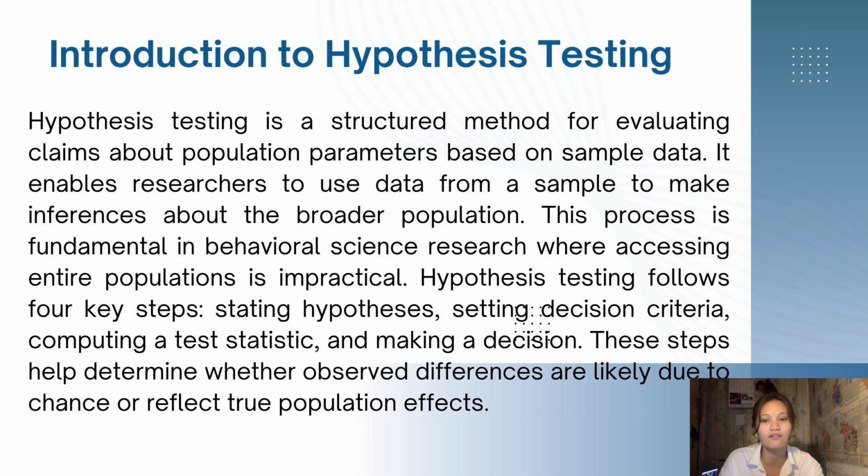and it has four main steps. One is stating the hypothesis, setting decision criteria, computing a test statistic, and making a decision. These steps, not simple, but these steps help us determine whether our results reflect real effects or if they're simply due to random chance.